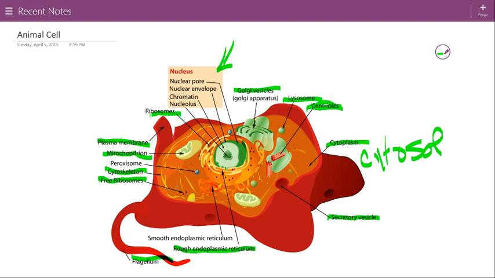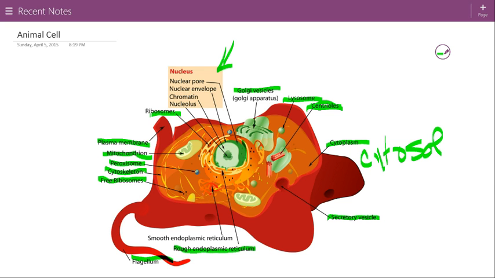And it's got two membranes. There's an outer membrane that's fairly smooth, and an inner membrane that has lots of very complicated folds. And on these folds, the sugar, or the food, is combined with oxygen to produce ATP, and that's where the cell gets its energy from.